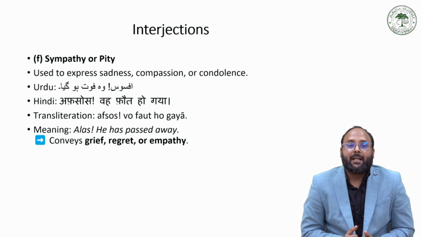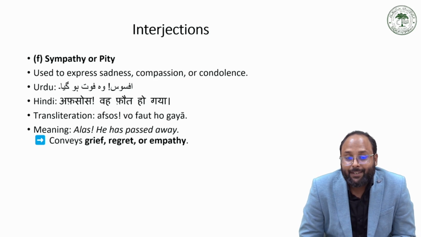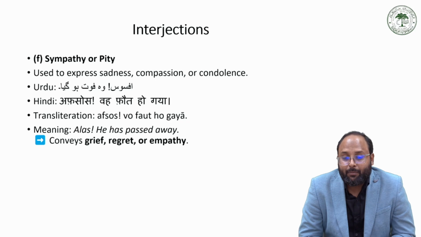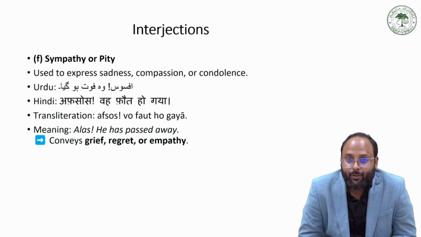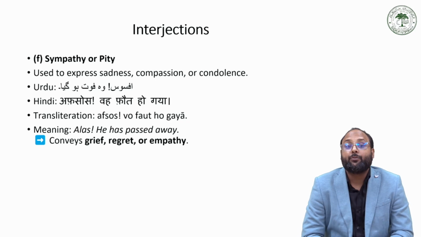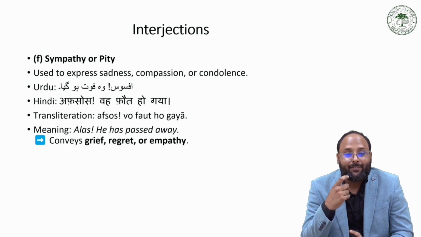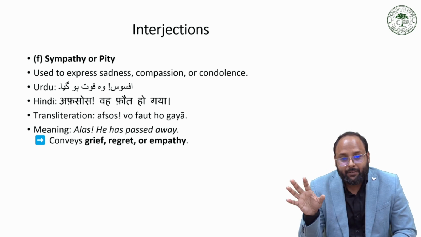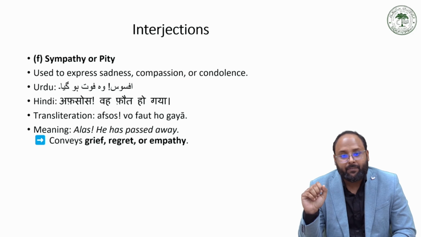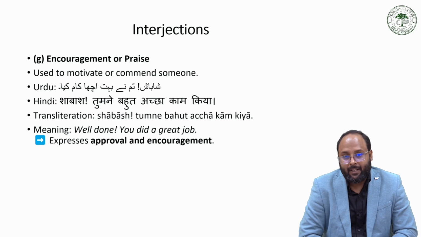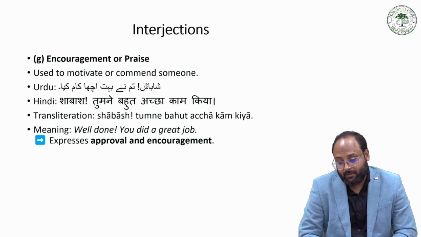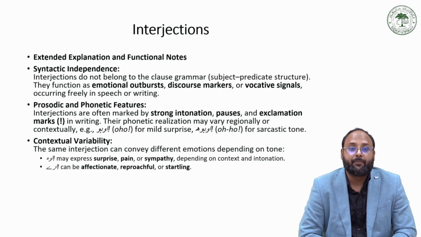Other types of interjection are for sympathy or pity. It expresses sadness, compassion, or condolence. Like अफसोस वो फौत हो गया. In English we have alas, he has passed away. So it conveys grief, regret, or empathy. And another type of interjection is encouragement or praise, like शाबाश, तुमने बहुत अच्छा किया. It is used for motivation and to commend someone, to express approval or encouragement.